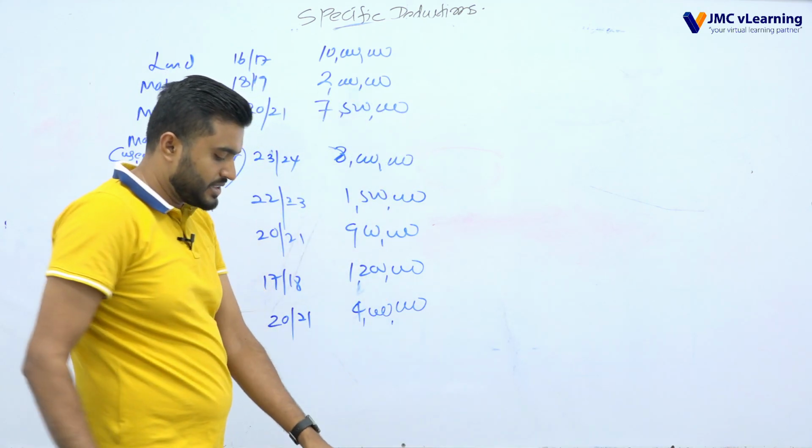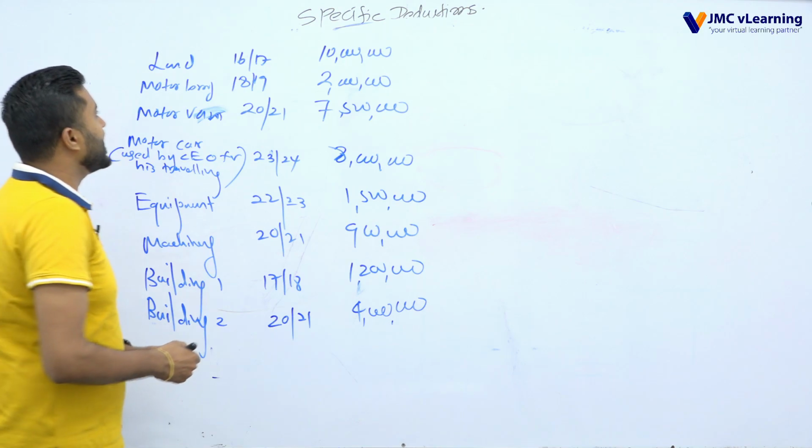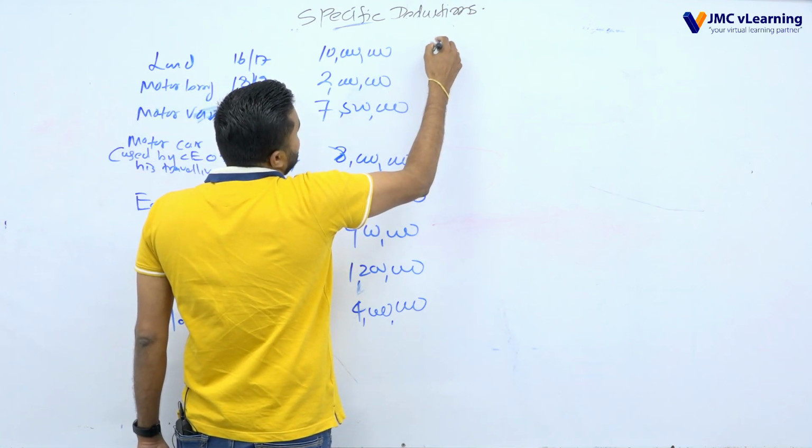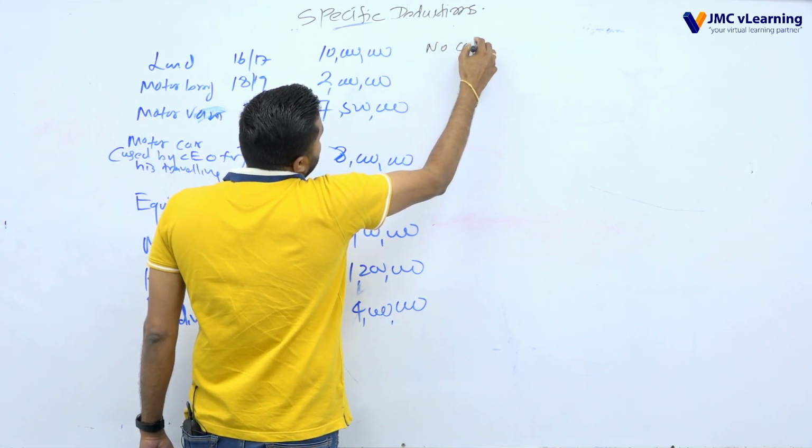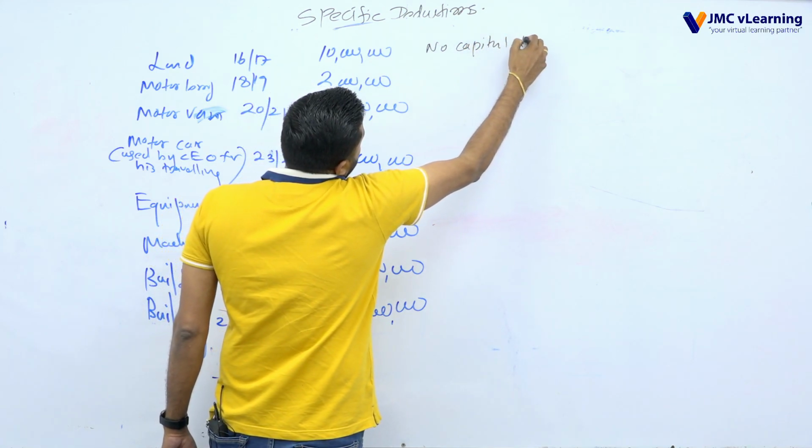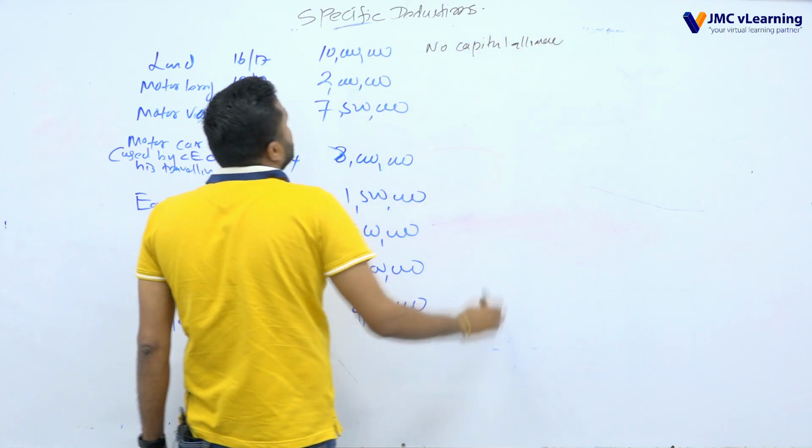How can you calculate? First of all, the land. For land, there is no capital allowance, no depreciation-like allowance. The land has an unlimited useful lifetime, so there is no need to do that.